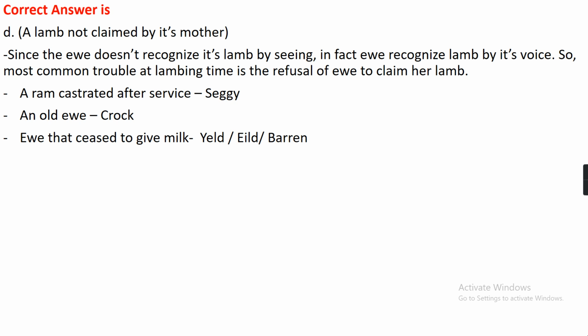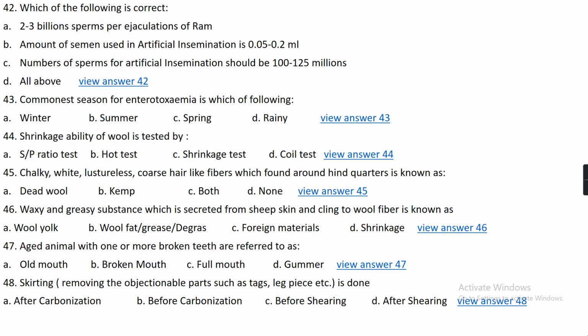Since the ewe doesn't recognize its lamb by seeing, in fact, ewe recognizes its lamb by its voice. So the most common trouble at lambing time is the refusal of ewe to claim her lamb. Okay, and so bum is the term given to that lamb which is not claimed by its mother. Shaggy is a term given to the ram which is castrated after service, and crock is a term given to an old ewe, and a ewe that ceases to give milk is known as eild or barren. Okay.